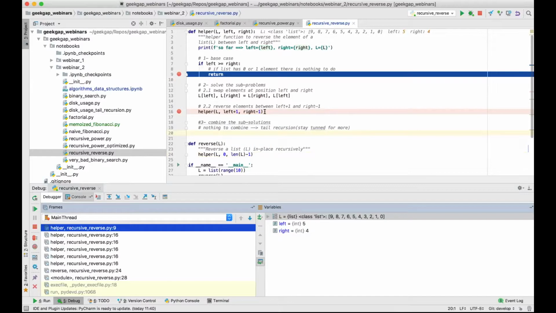Yeah, there's nothing to combine because in a tail recursion, actually, we're gonna come back to that. We're gonna have a slide on that. Just stay tuned. It's very well explained on a slide of its own because it's very important to grasp the topic. So that's it.